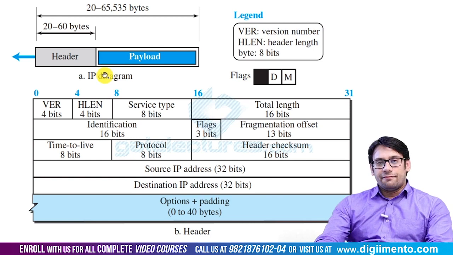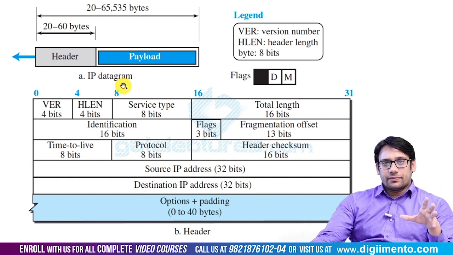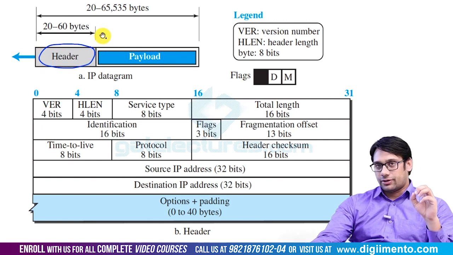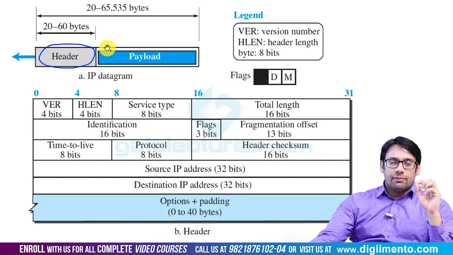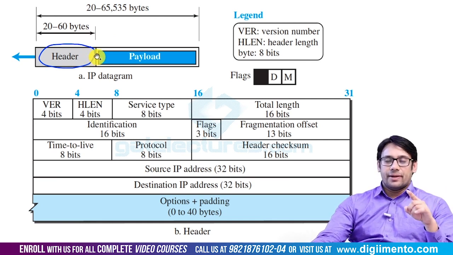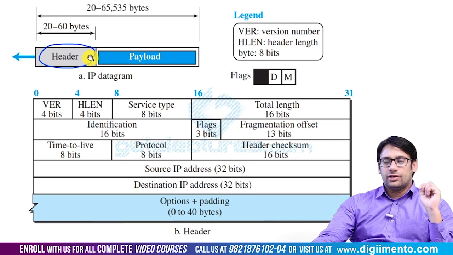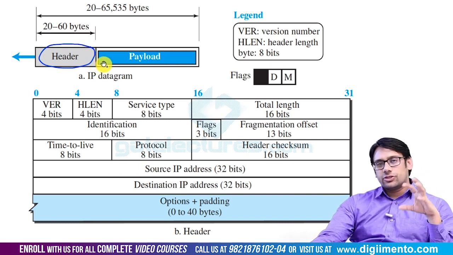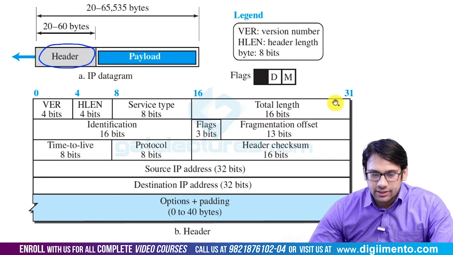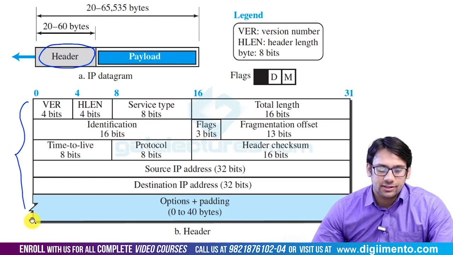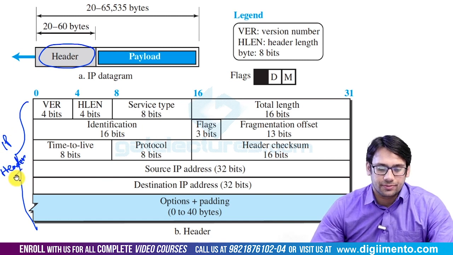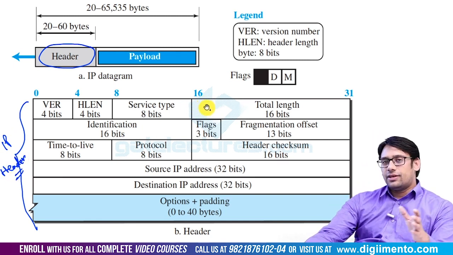Now, when we get an IP datagram, the header length in that datagram is not fixed. I mean, the minimum length of this header can be 20 bytes, and the maximum length can be 60 bytes. That is totally dependent on the information that it has. Now see this diagram here. This diagram is representing your IP header. In this IP header, we have various fields.